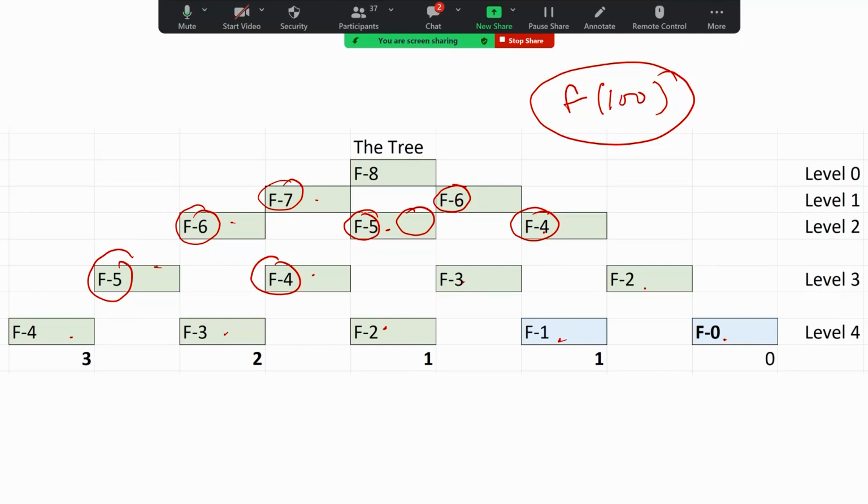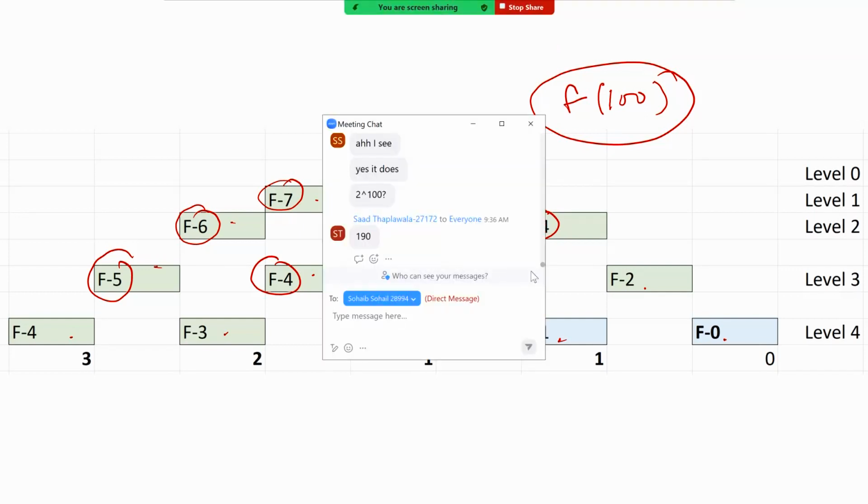There are no right or wrong answers, right? I'm just trying to help you explore how good or bad this could get. Shahid got it in 1. It's 2 raised to the power 100.